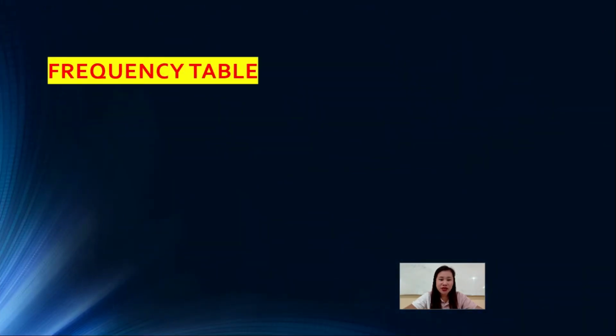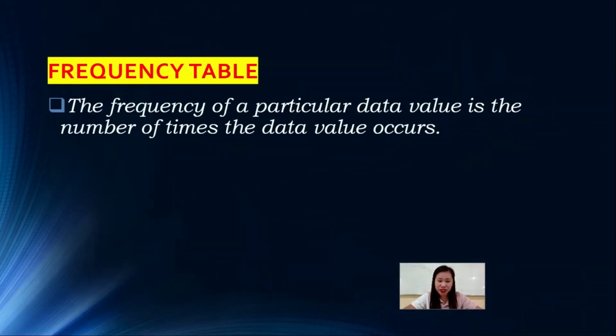When we say frequency, a frequency of a particular data value is the number of times the data value occurs. So how many times it repeated, that is the frequency. For example, we have 1, 2, 2, 3. The 2 repeated twice. That is its frequency. It repeated 2 times.